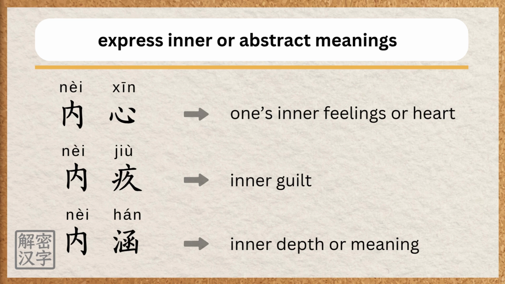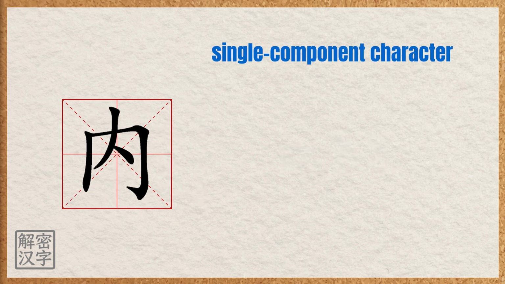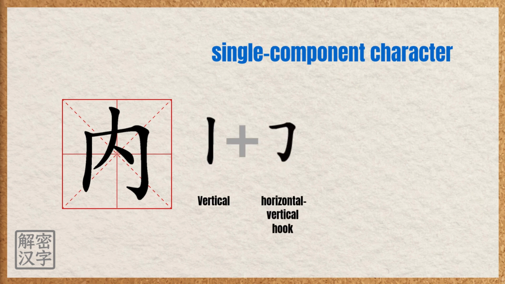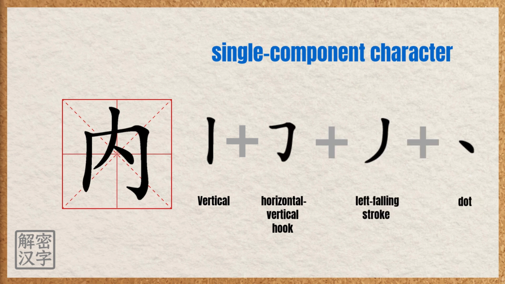Let's practice reading it together. 内 nei. Nei. Nei is a single component character with 4 strokes. A vertical line, a horizontal vertical hook, a left falling stroke, and a dot. So how do we write this character?